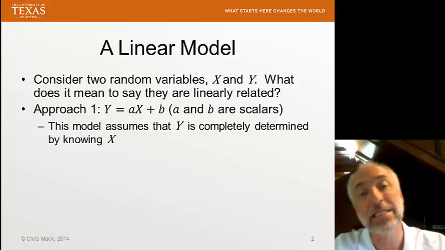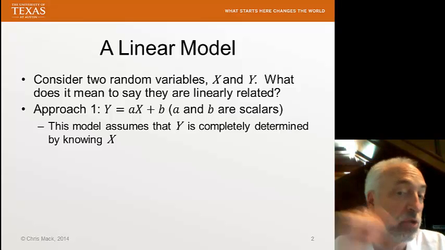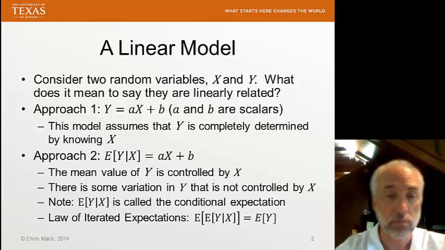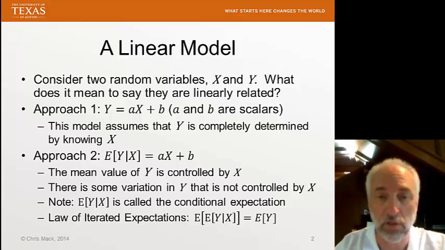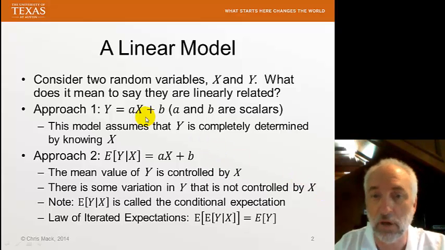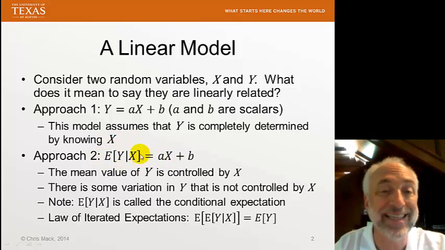For that, we need a more sophisticated model when we think about this model in terms of two random variables, y and x. And this will be our second approach, the preferred approach, the only approach that really works for our problems. And that is, instead of saying y is equal to ax plus b, we'll say that the expectation of y given a certain value of x is equal to ax plus b.